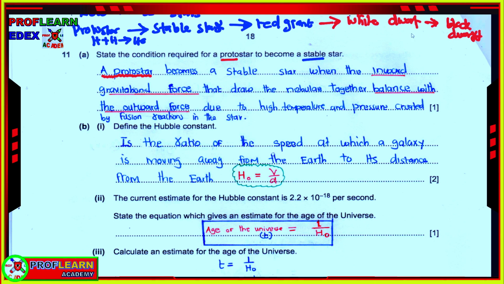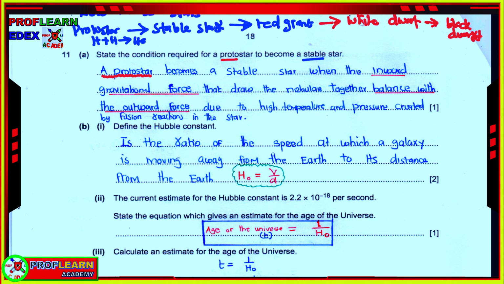Also at the white dwarf stage, some of the particles of the star are shed off in the form of interstellar nebulae, which will also lead to the formation of other stars.